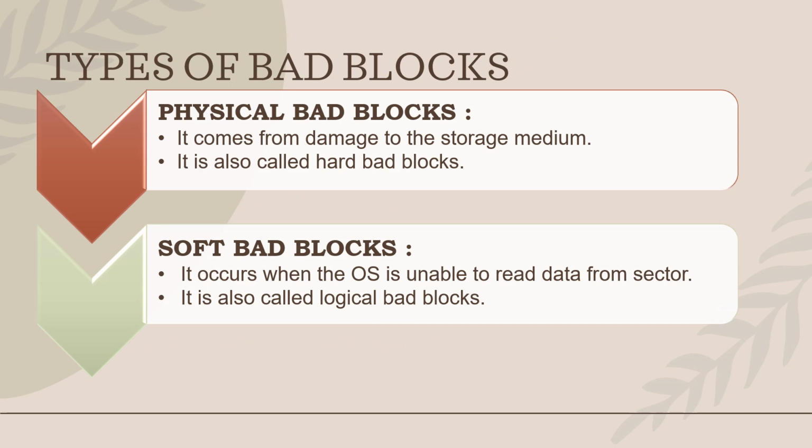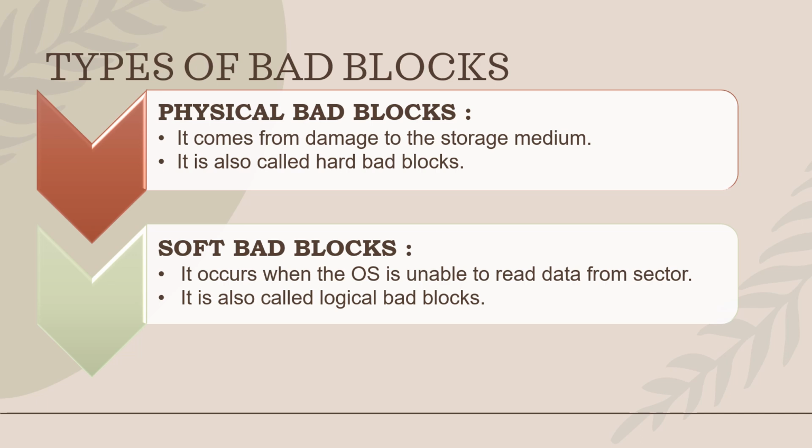And the next topic is types of bad blocks. There are two types of bad blocks. The first one is physical bad blocks and the second one is soft bad blocks. First, physical bad blocks. They come from damage to the storage medium. They are also called hard bad blocks.